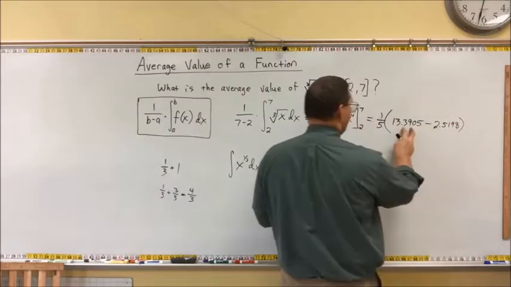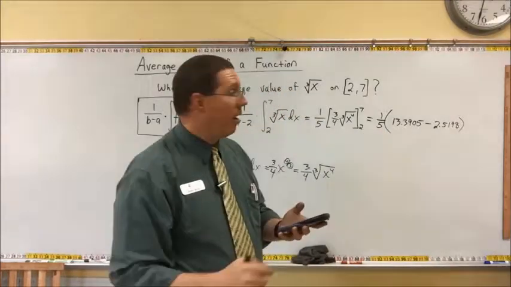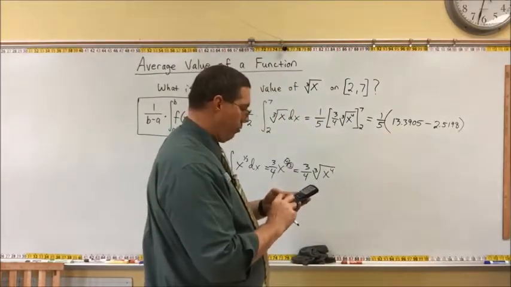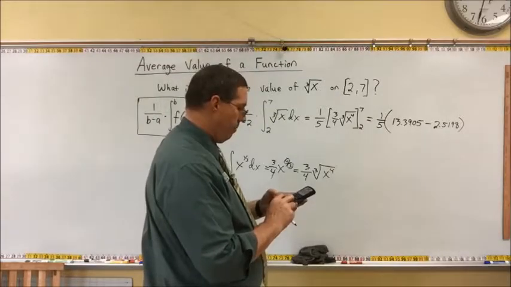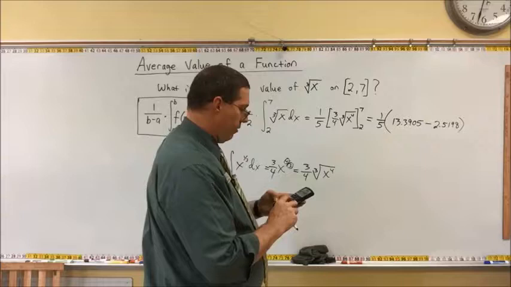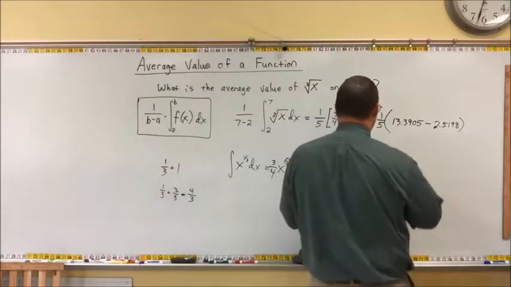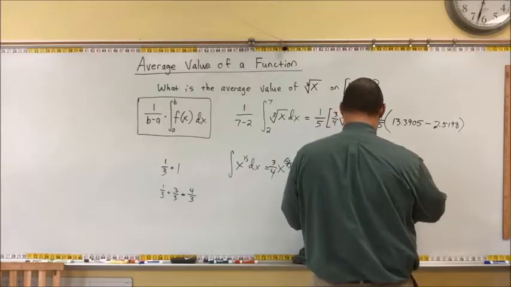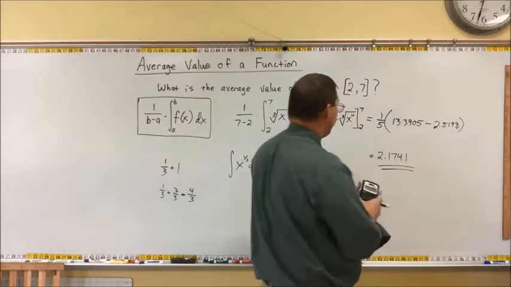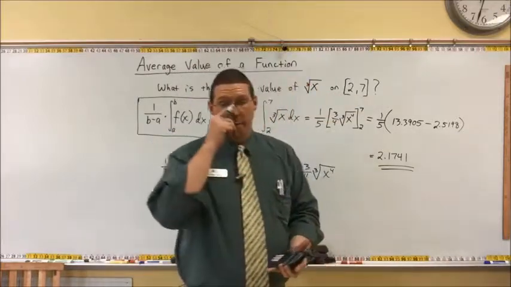Now I'm going to do this number minus this number, and then I'm going to multiply it by 1/5 or divide by 5. So 13.3905 minus 2.5198, divide by 5, and I get 2.1741. That's the average value of this function on the interval from 2 to 7.